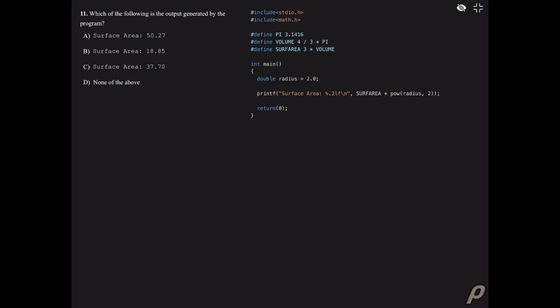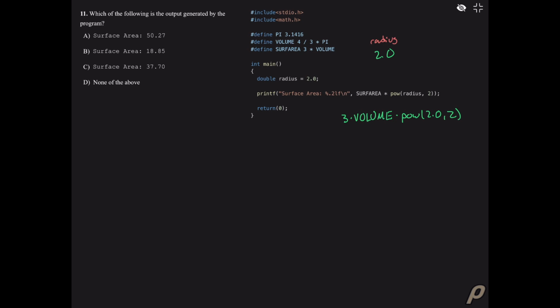All right, this next question is similar to the last one. We see the same constants defined. We even see our same little radius value right here, just 2.0. And we'll be sure to actually properly follow the order of operations on this one. So surface area, we know if we look up there at the top, that is 3 times volume. Then we multiply times pow, and we know radius is 2.0, and this time we're going to a power of 2. Alright, so let's work through this.